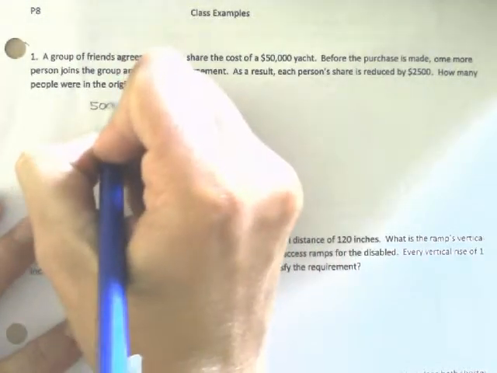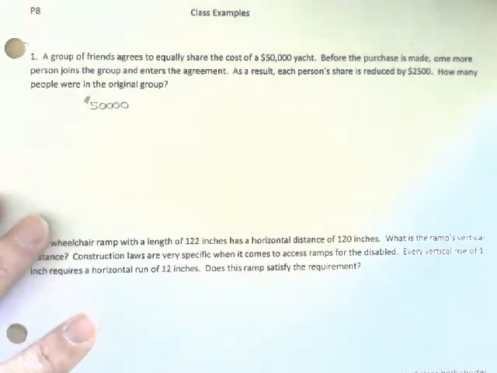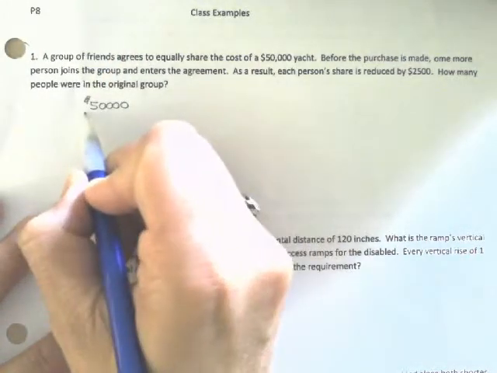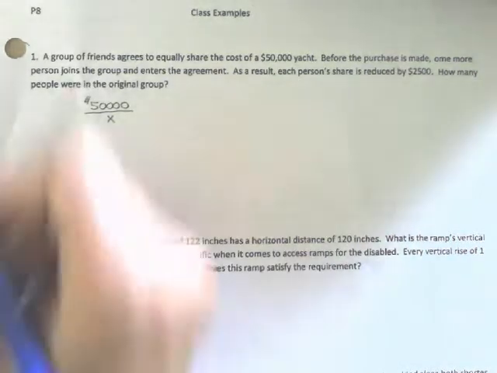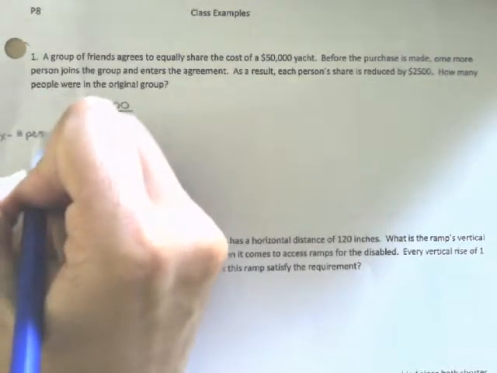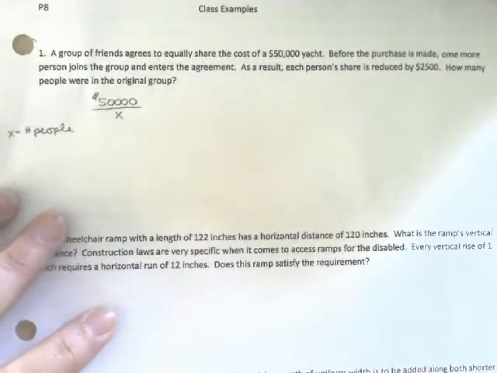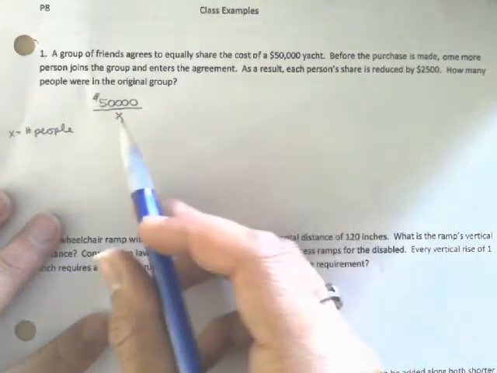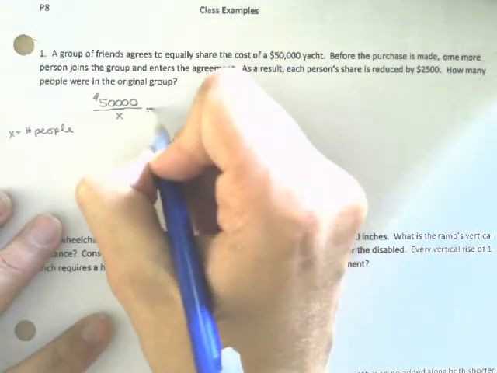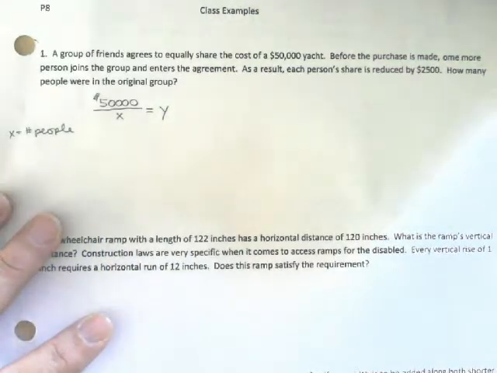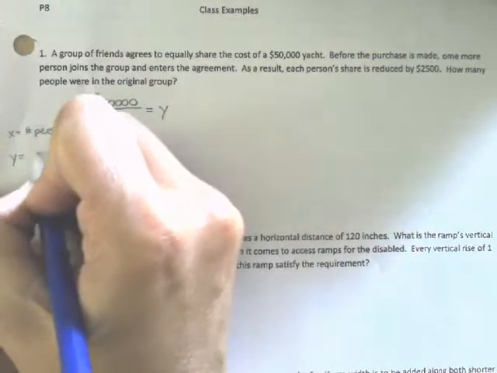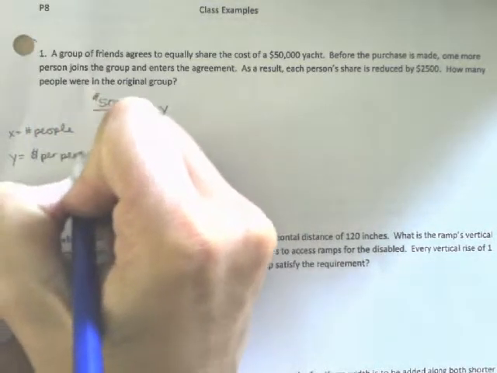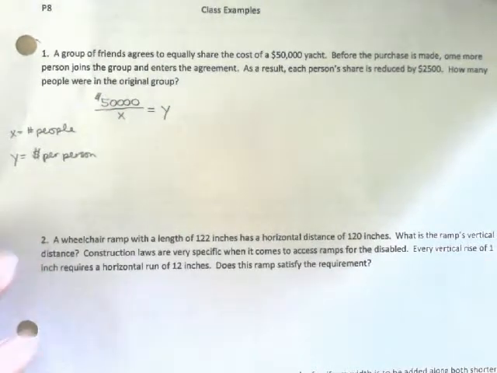So starting with your $50,000 yacht, we're going to take that price and divide it between X people. So X equals the number of people. So there's the first thing we don't know. And then once you take that dollar amount and divide it by that number of people, you're going to get some amount that each person is going to pay. So Y is going to be the price per person. I'm just going to use a dollar sign. So there's your initial equation.